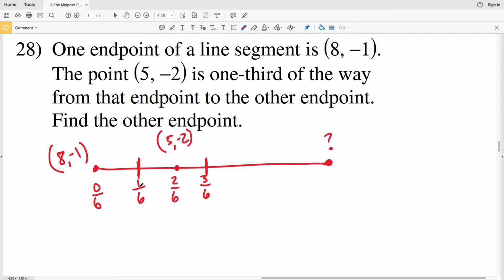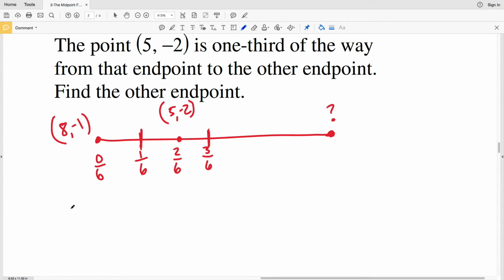First, I want to solve for 1/6 of this entire line, and that's the midpoint between 0/6 and 2/6. So I'm using my endpoint and my point that's 1/3 of the way through, and I'm plugging those into my midpoint formula. I'm going to add my x's, divide them by 2, add my y's, and divide them by 2 to get my new coordinate.